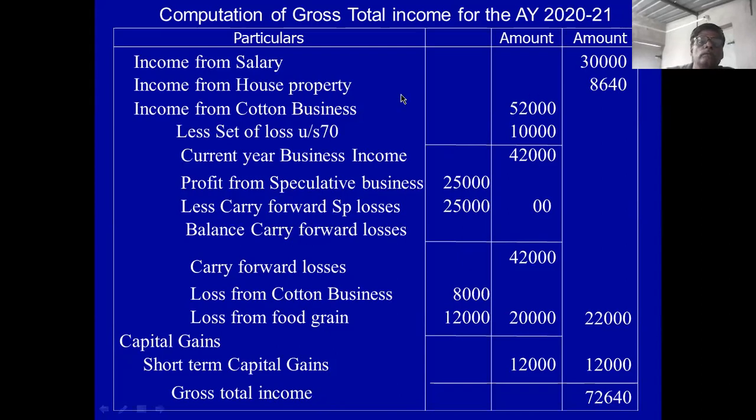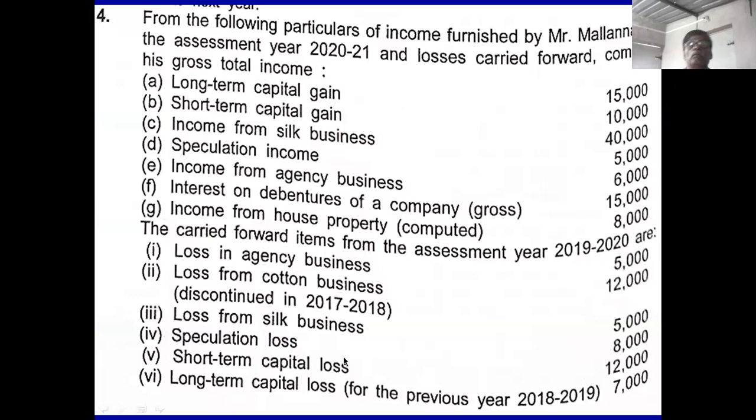Come to the next problem. Problem number 4. From the following particulars of income furnished by Mr. Mallanna, for the assessment year 2020-21 and also carry forward losses, compute the GTI, gross total income.